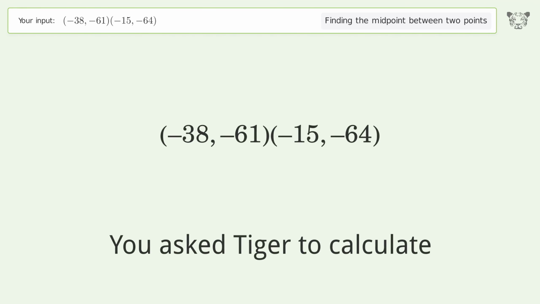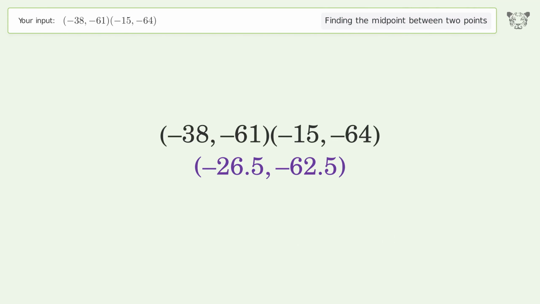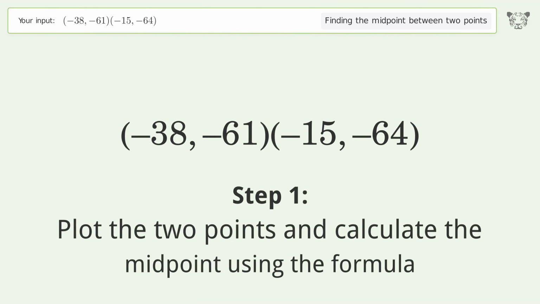You ask Tiger to calculate. This deals with finding the midpoint between 2 points. The midpoint between the 2 points is negative 26.5, negative 62.5. Let's solve it step by step. Plot the 2 points and calculate the midpoint using the formula.